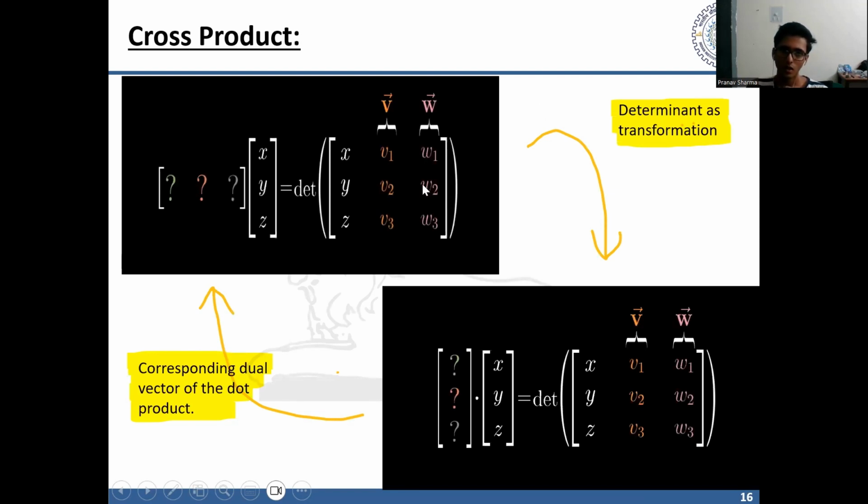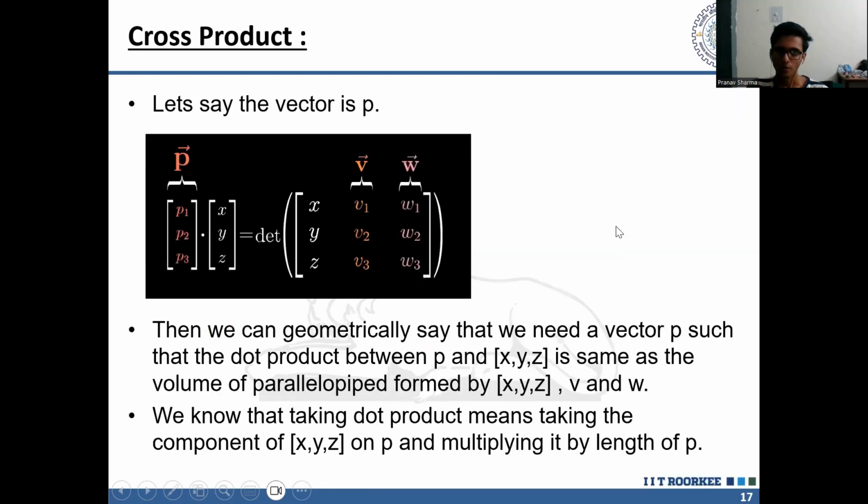Now, this determinant can be seen as a transformation, and this transformation can be seen as the dot product with the dual vector. Now, let's say that the dual vector is P. So it has the following components along XYZ, P1, P2, P3. Now, we can then geometrically say that we need a vector P such that the dot product between P and XYZ is same as the volume of the parallelepiped formed by XYZ, V and W.